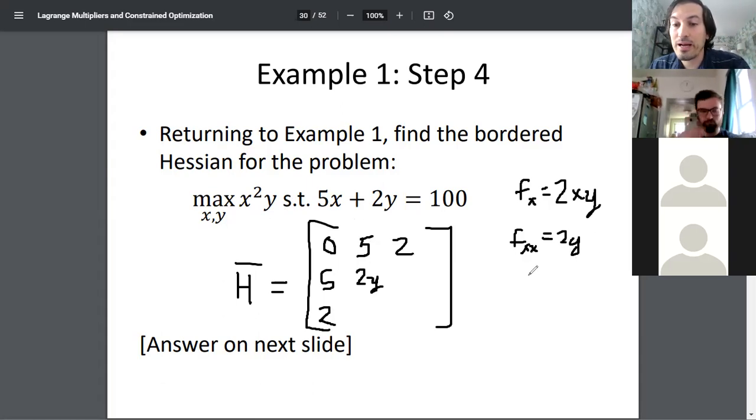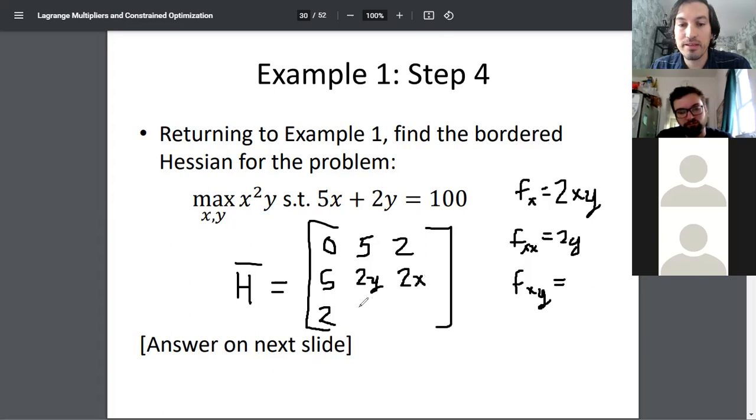Okay, how about fxy? What's that one? 2x. 2x, very good. And remember, it's symmetric, so I can put that here too. How about fyy? Zero. Thank you. That is correct. fyy is 0. So we believe this is what the bordered Hessian looks like.